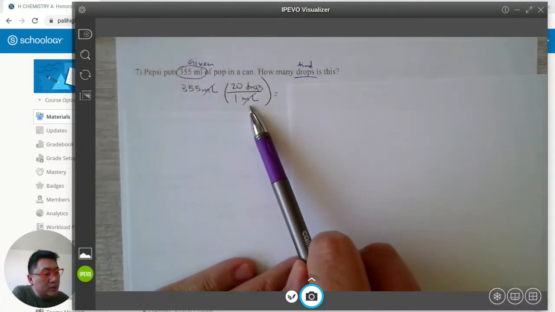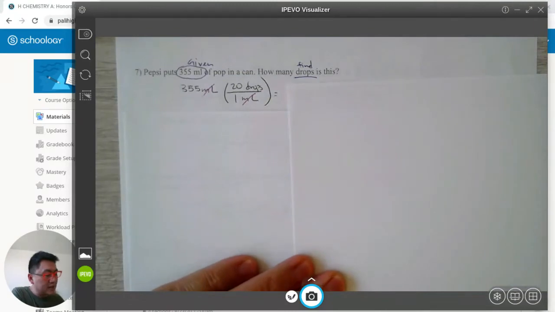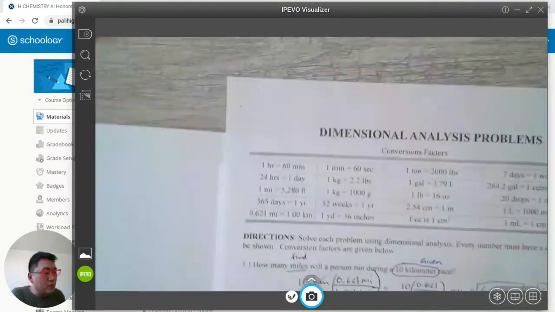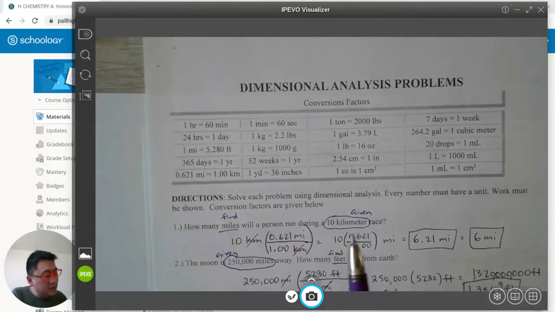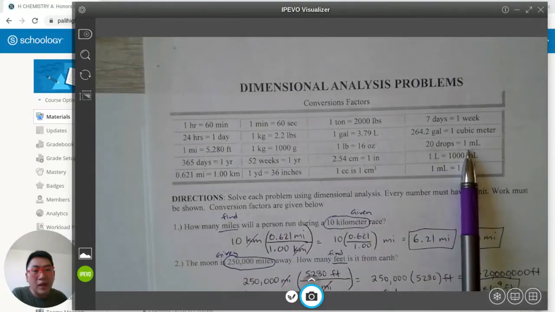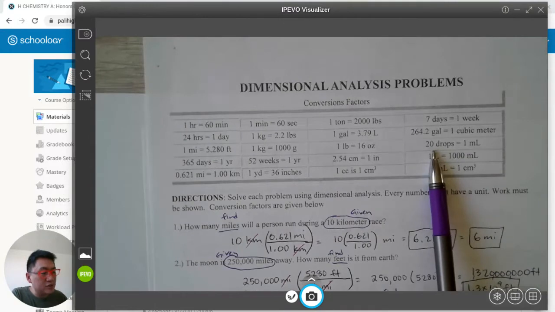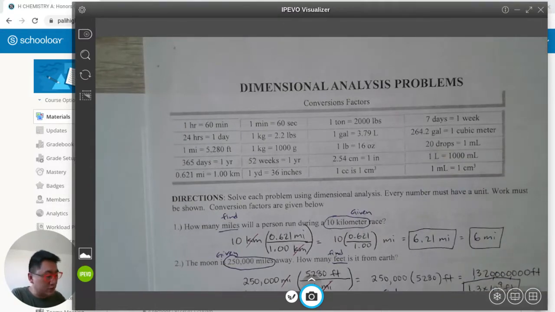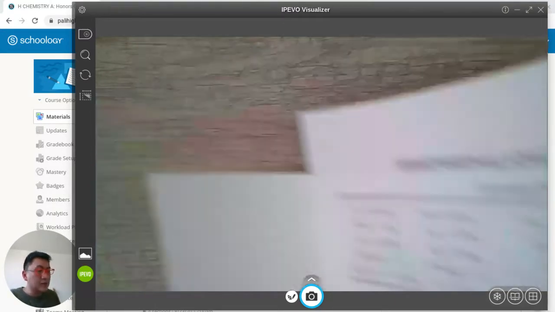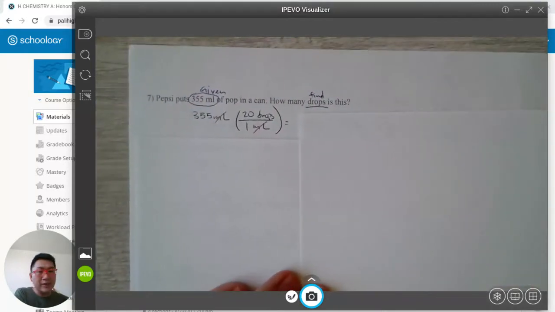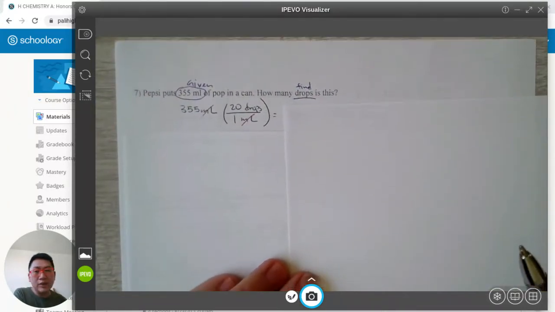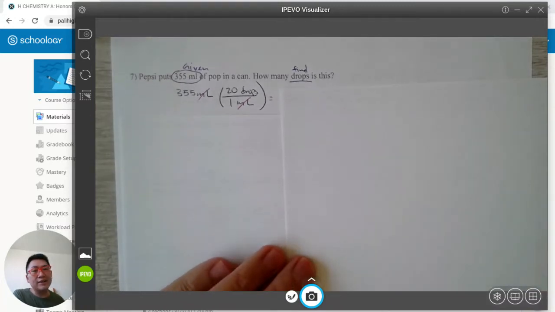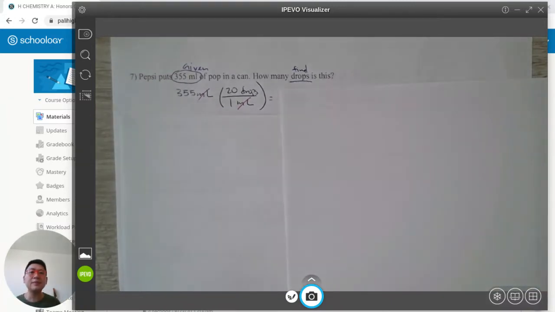How do I know that 1 milliliter is 20 drops? It's actually on page 1 with all the dimensional analysis givens. And it says on it, where is it? Right there. 1 milliliter is equal to 20 drops according to the conversion factors that are given. So let's go back to the original question. How do I know this conversion factor is in the given? It's on the first page.